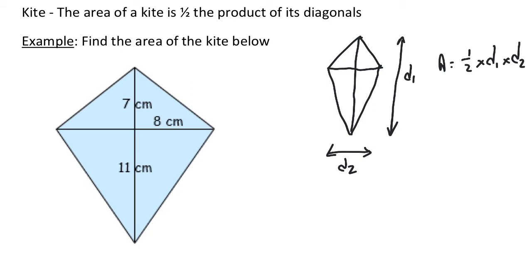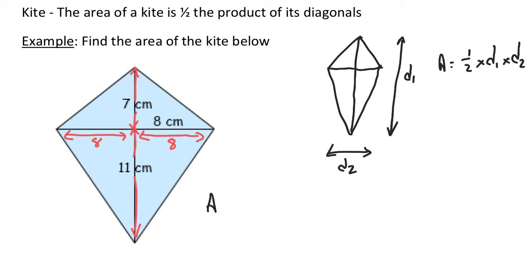So what we've got in this example, we've got the height of this top triangle of the kite is 7 centimeters, and the bottom triangle has a depth of 11, and each part of the horizontal is 8 centimeters. So that's what that diagram is showing there.